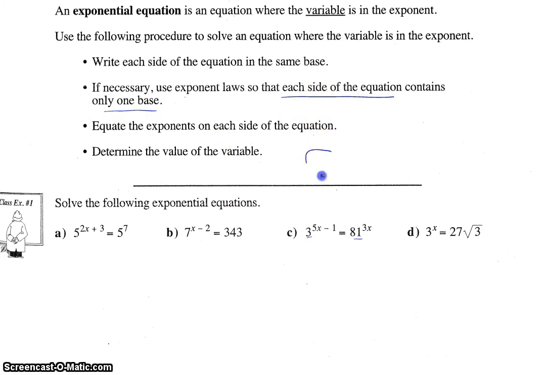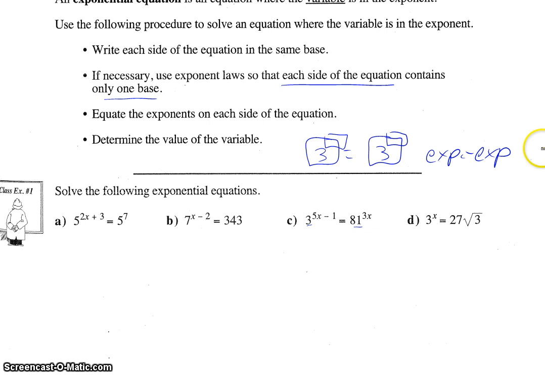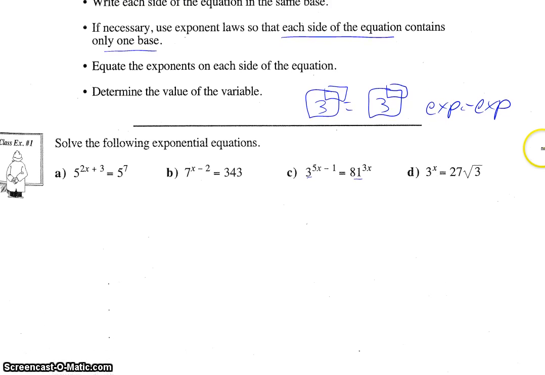So you have to have one thing equals another thing, and then if you manage to make the bases the same, whatever it might be, 3 and 3 or something, then the exponents would equal each other. So then you make the exponents equal to the other exponent. Okay, and once you do that, it's a simple equation to solve. Okay, let's try the first example. All right, solve the following exponential equations.